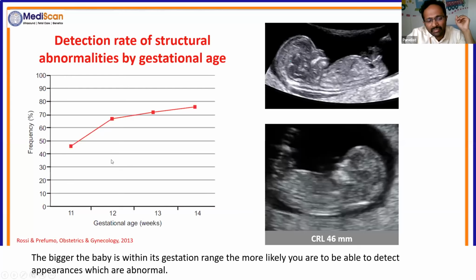And as you can see from this chart, the bigger the baby, the higher the detection rate of structural malformations. And that is not something very complicated to understand, because the larger the size of the baby, the easier it is for us to identify or differentiate between the normal and the abnormal appearances.